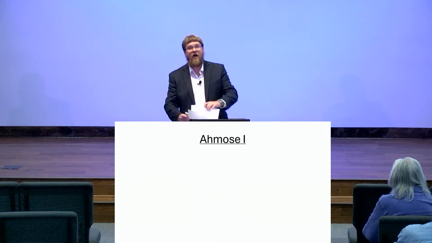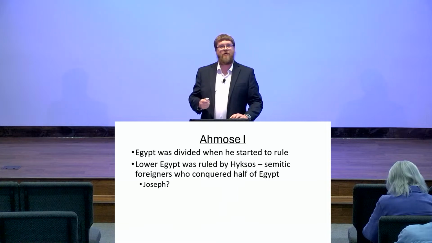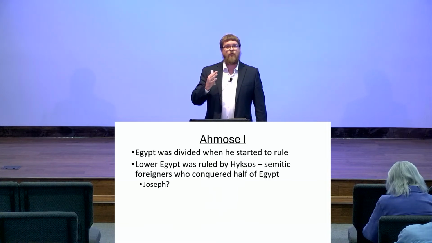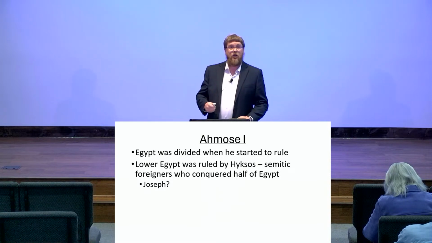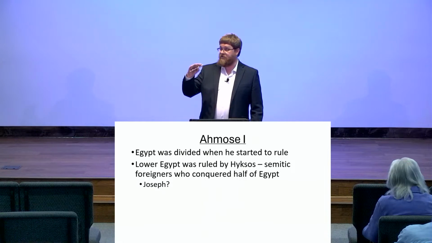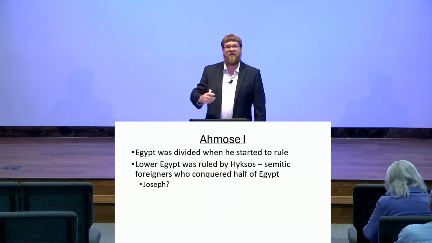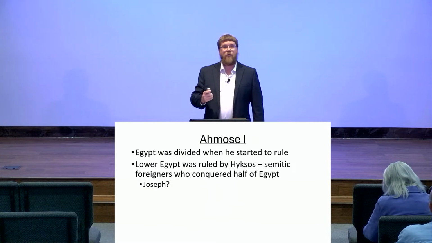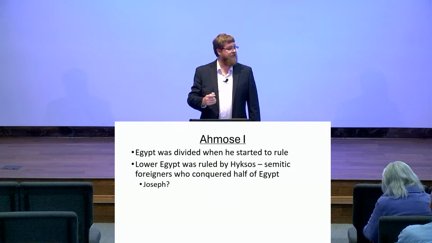So we're going to start with Ahmose I. And I kind of got ahead of myself on this one. Egypt was divided when he came to the throne. Lower Egypt was ruled by the Hyksos. Lower Egypt is lower in elevation, but it's the northern part. They were ruled by the Hyksos, who were Semitic foreigners who conquered half of Egypt.